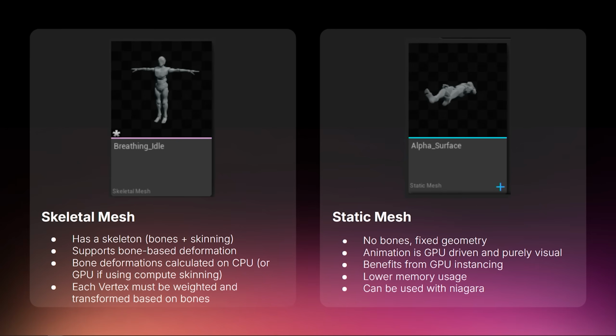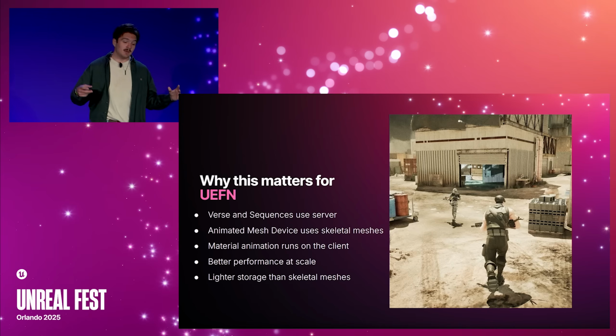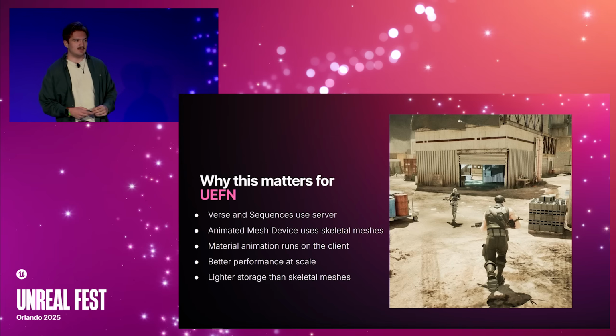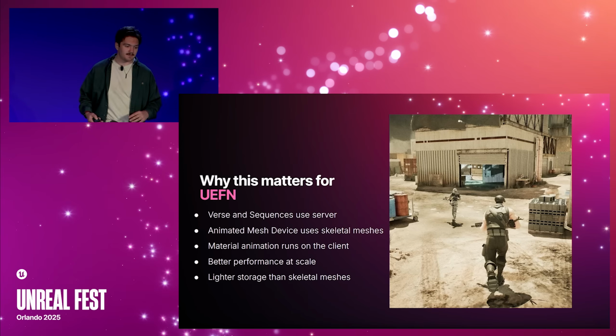or something like that. And so when we talk about animating static meshes and materials, we're primarily focused on the performance-friendly GPU-based techniques and not traditional animation. So a few reasons why this matters for UEFN. Verse and sequences both run off the server, which can have latency issues along with limited scalability since it could possibly bottleneck the server. The animated mesh device uses skeletal meshes, so if you have too many of them, it can lead to local performance issues if you have a lower end device. But material animation runs on the client and it gives you better performance at scale, along with using less project size and memory than a skeletal mesh.